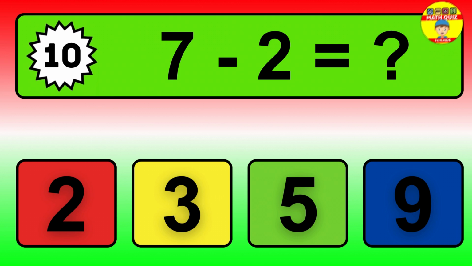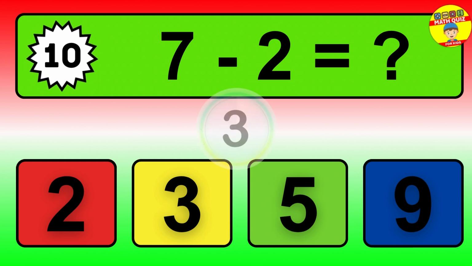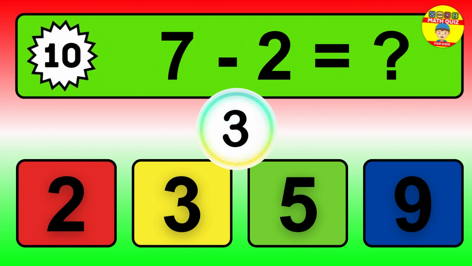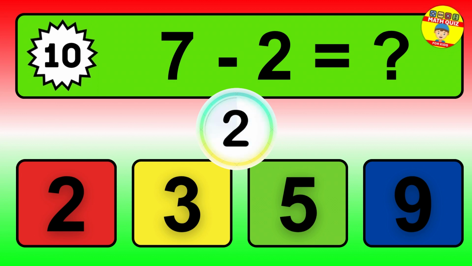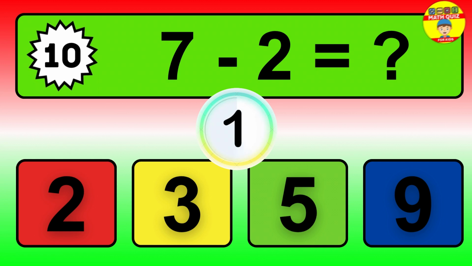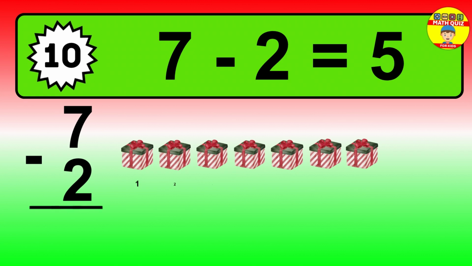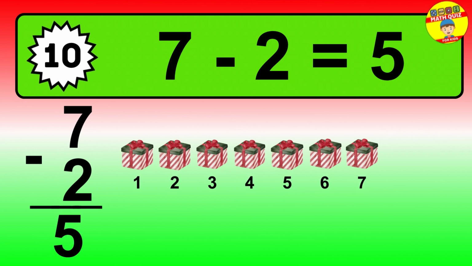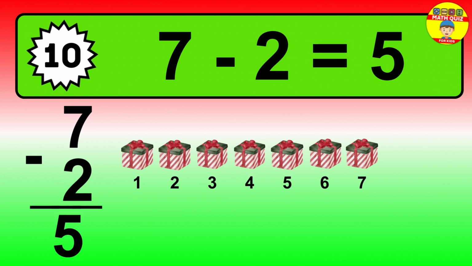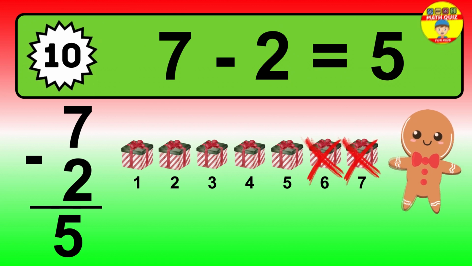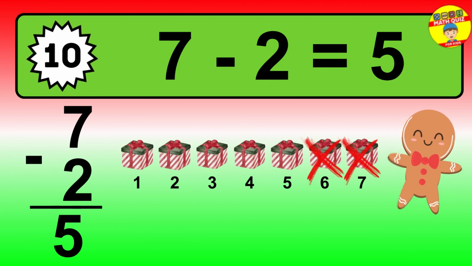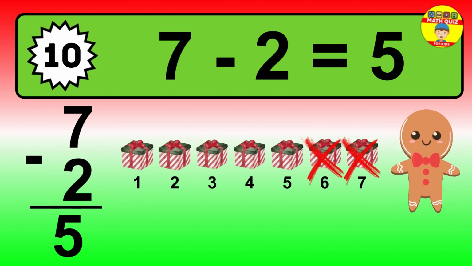Question 10. 7 minus 2 equals what? So, the answer is 7 minus 2 is 5. Let's count it. 1, 2, 3, 4, 5.